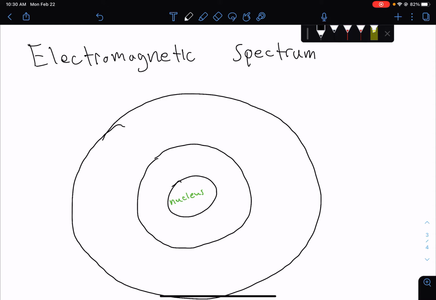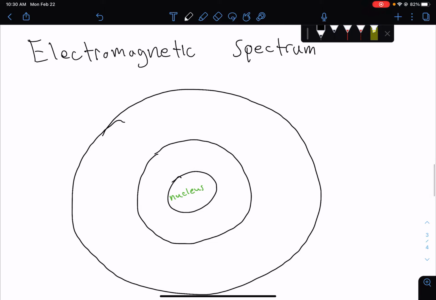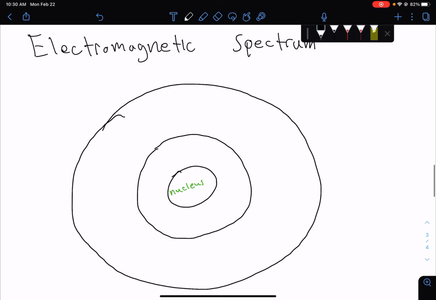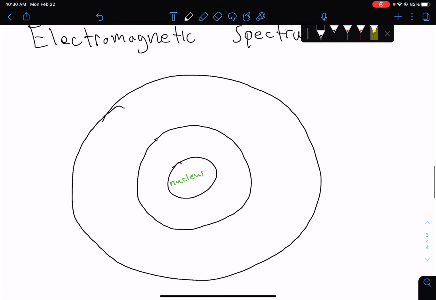All right, so you've heard us talk about it before, but we're going to go into a little bit more detail about the electromagnetic spectrum. Where does energy come from? How do we see light? Like, what is light? And how does light relate to things like a microwave or a radio wave or an X-ray or a gamma ray?